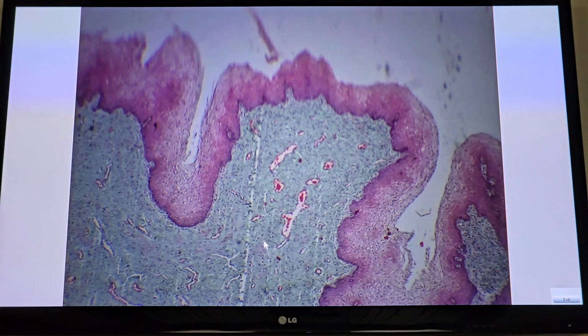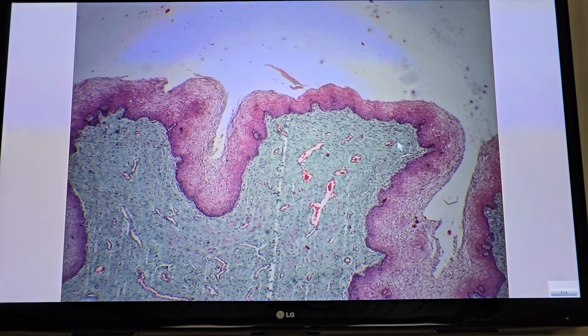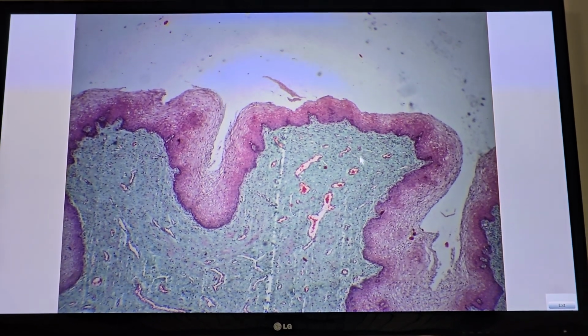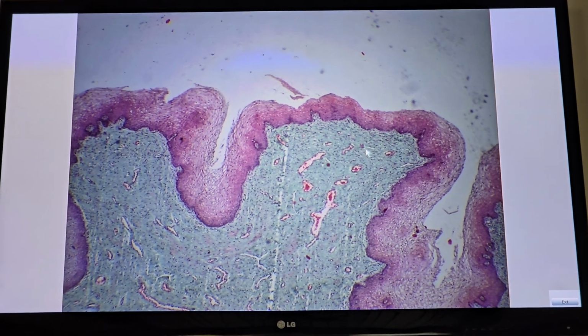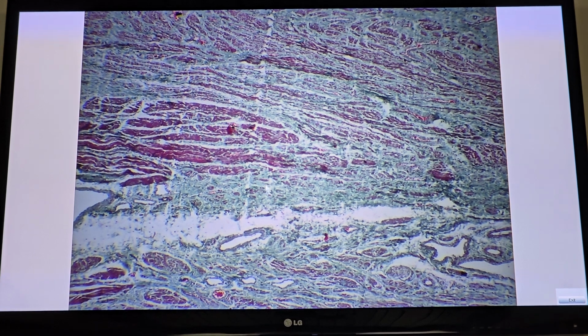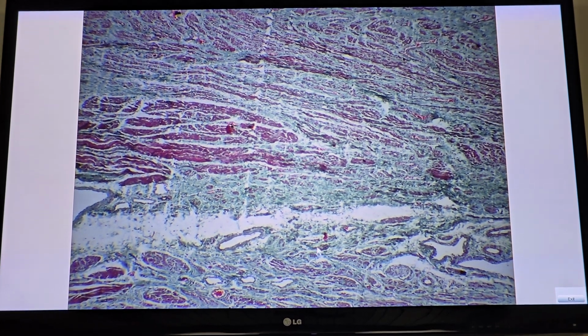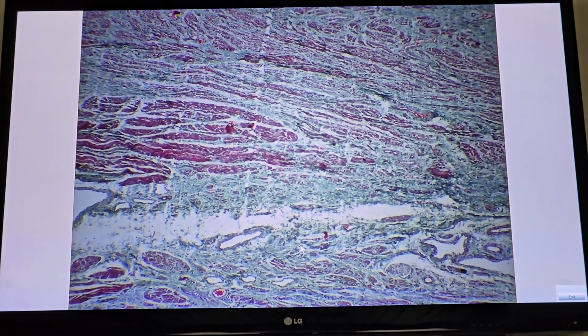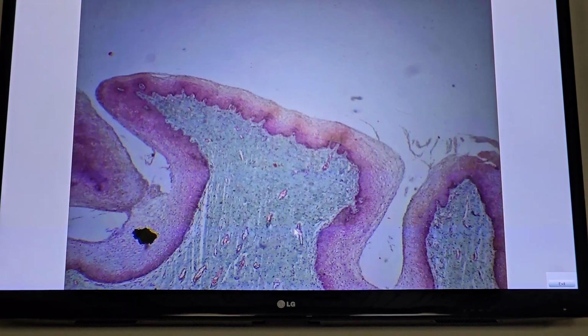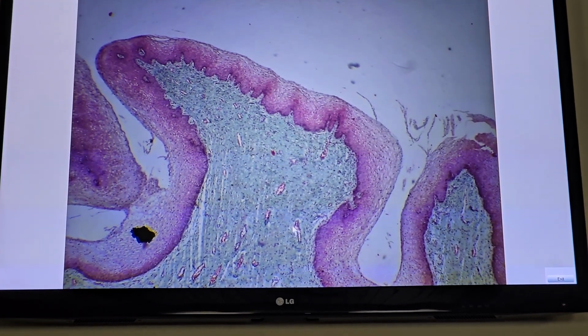Last part of the female reproductive system is the vagina. Stratified squamous and keratinized beneath lamina propria rich in elastic fibers and muscularis layer of inner circular and thick outer longitudinal. Surrounded by adventitia. This slide is stained by trichrome stain.